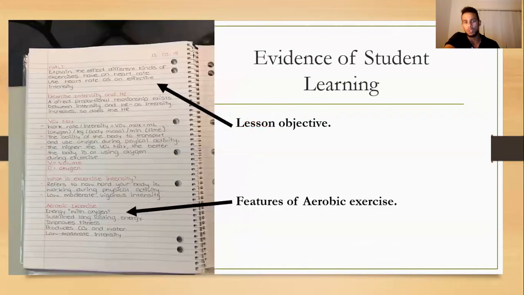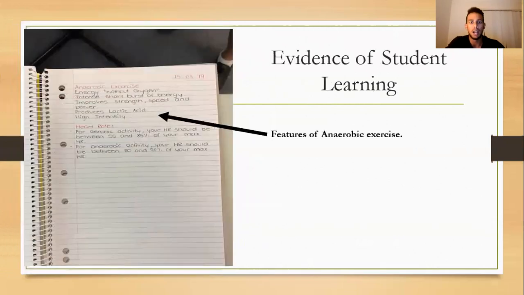There's just some evidence of student learning. So we got the lesson objective clearly written down at the top there, at the beginning of the lesson. And then further down at the bottom of the page is where the student outlined aerobic exercise. So clear definitions, clear features, and obviously important for that knowledge retention that we're after. Again, this is just features of the anaerobic exercise, so the other system of focus for the intention. Again, clear features of what defines anaerobic exercise.